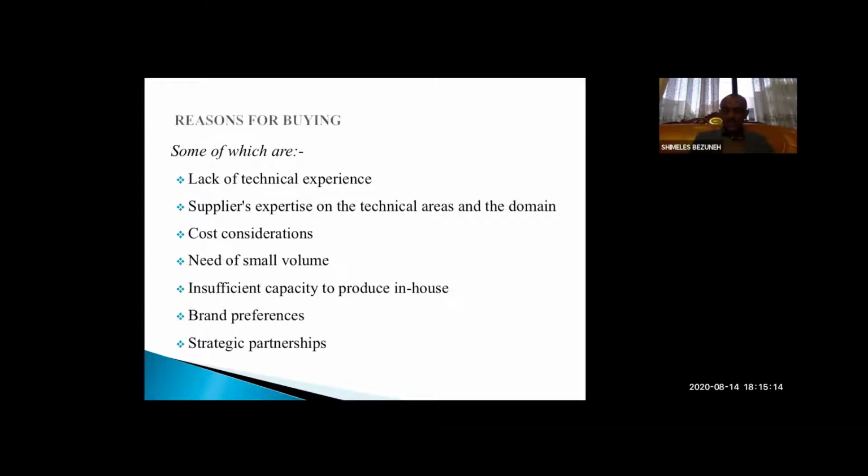Brand preference. Let's say the Ethiopian national team. They might wear the one, can you hear me?